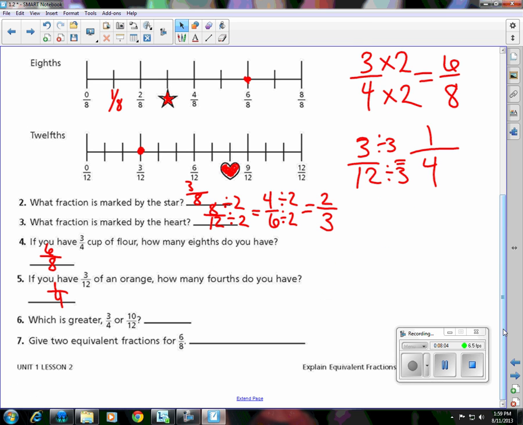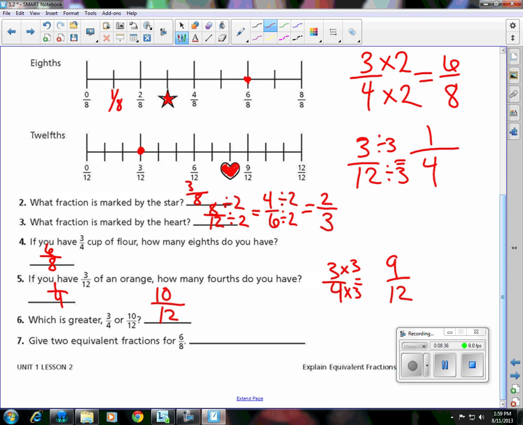Which is greater, 3/4 or 10/12? You got to figure that out, right? I can take that 3/4 up to 12ths. That might be the easiest way. That's the way I'm going to do it. 3/4 equals how many 12ths? Well, what do I do to 4 to get to 12? I multiply by 3. 3 times 4 is 12. 3 times 3 is 9. 9/12. Well, which one's greater, 9/12 or 10/12? Well, 10/12 is bigger, right? It's like having 10 pieces instead of 9 pieces, okay?